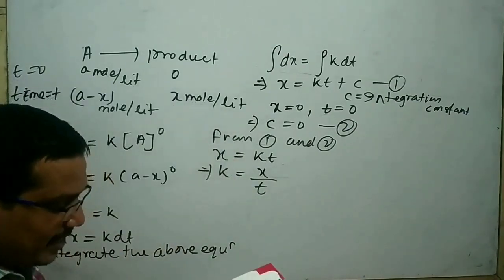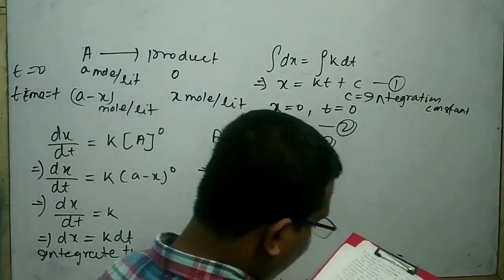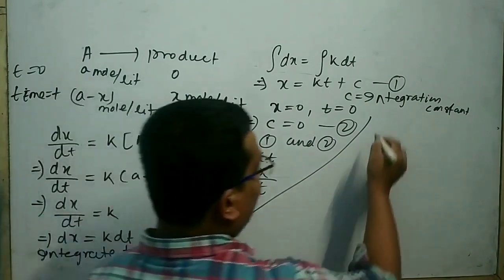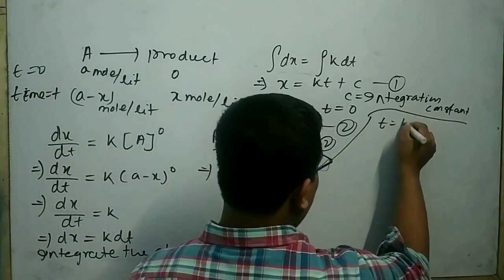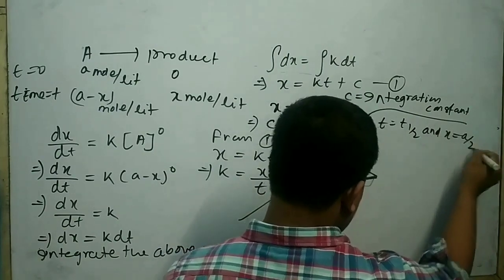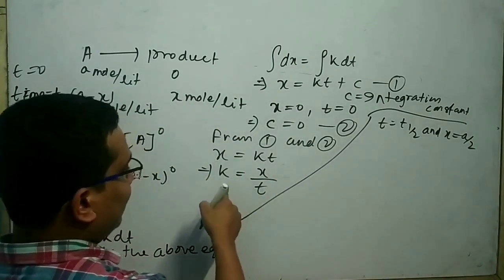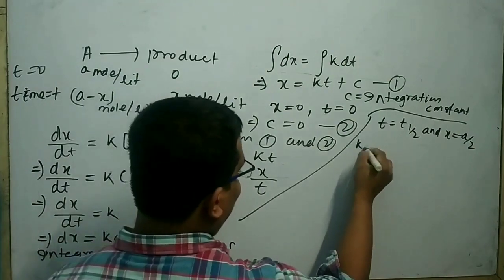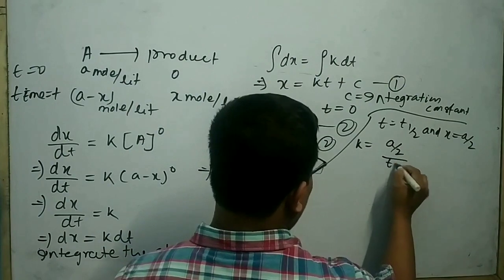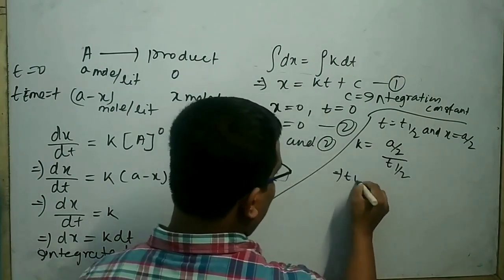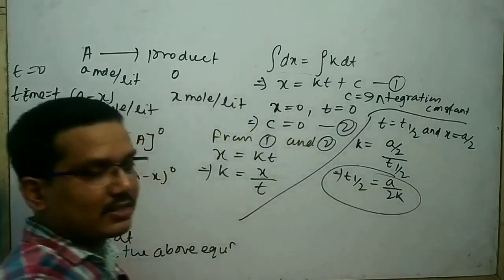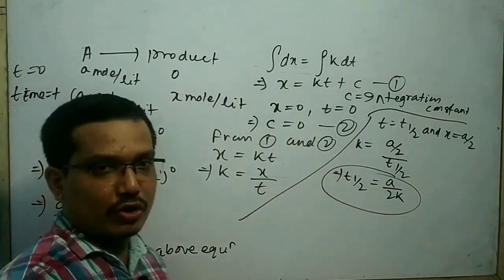The next question is to give the expression for the half-life period for a zero order reaction. According to the definition of half-life period, t is equal to t half and x is equal to a by 2. Now put this value in this equation, then I can write k is equal to a by 2 divided by t half. That means I can write t half is equal to a by 2k. This is the expression for the half-life period for a zero order reaction.